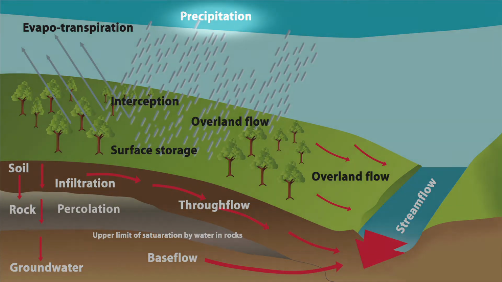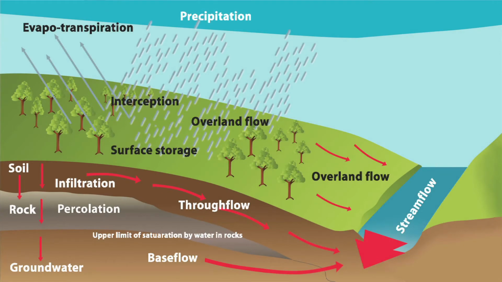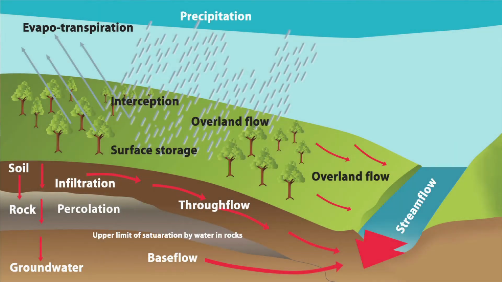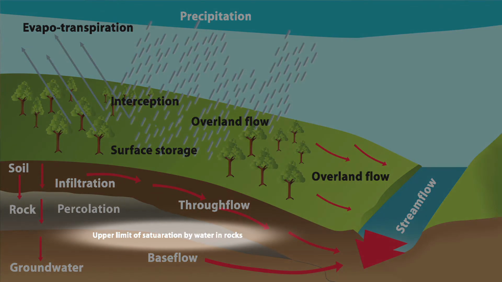When the water lands on the surface, it seeps or infiltrates or percolates through the soil and the rocks below. This percolation cannot go on forever. It reaches an upper limit of saturated water. We call that the water table.